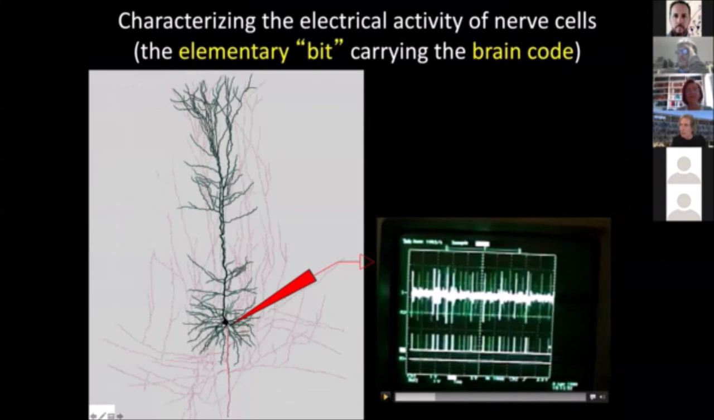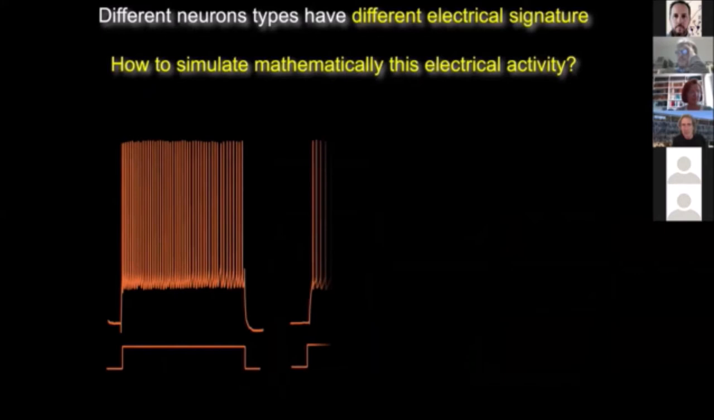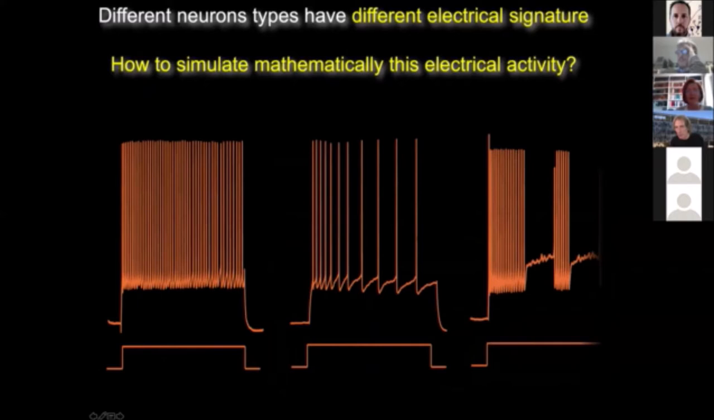Okay, so you know that each cell has its own characteristic firing of spikes. So they are talking electrically in addition to being an anatomical entity. And each cell has its own type of electrical activity. Some cells fire like this, very regularly. Some cells fire with adaptation, slower. Some cells are stutterers: fire, stop, fire, stop.